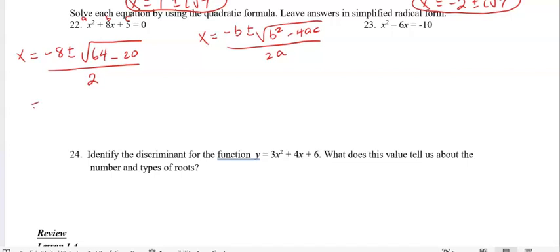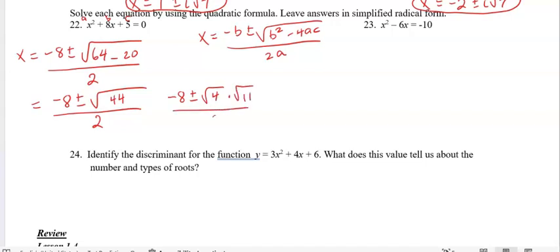All right, and now let's work on simplifying. So under the radicals, 64 minus 20 is 44. And don't leave a radical when it can be simplified. You need to know how to simplify radicals. That's why we did the chapter 0 lesson. So I'll just show it longhand. This will be the square root of 4 times the square root of 11, which becomes 2 times the square root of 11.